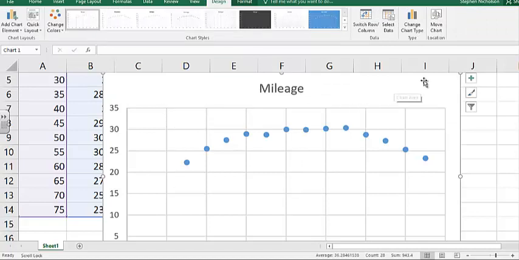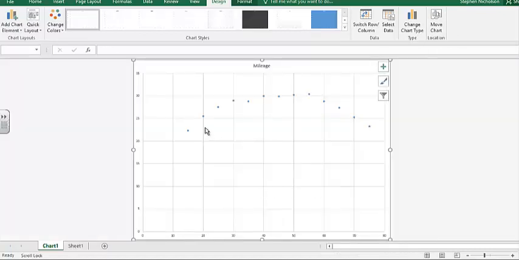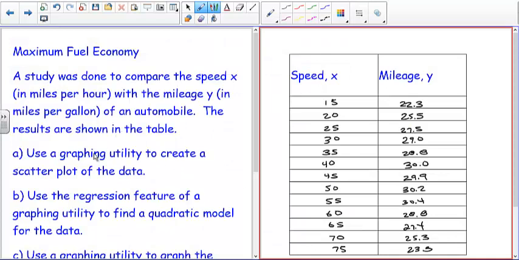Now I'm going to move this to another, what's called Move Chart. So you go up here to Move Chart, pick New Sheet. What that does is it just puts the graph on a separate page so you can look at it more easily. And that's the first part of the problem. Use the graphing utility to create a scatter plot. So that's what's called a scatter plot.